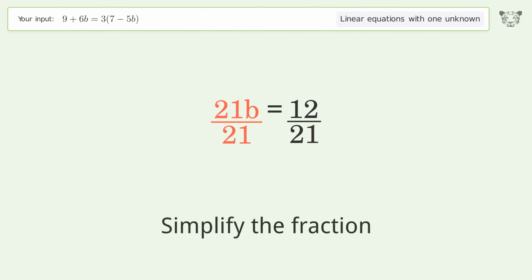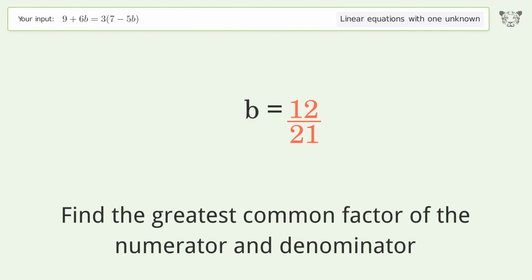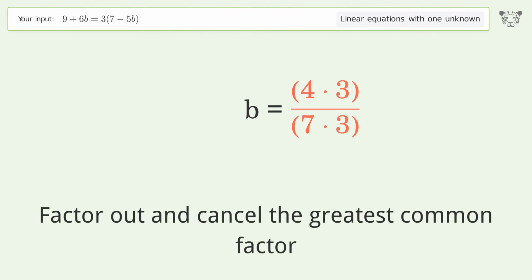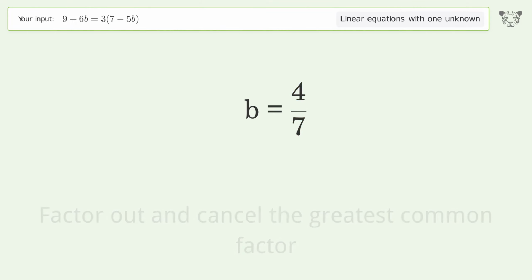Simplify the fraction. Find the greatest common factor of the numerator and denominator. Factor out and cancel the greatest common factor. And so the final result is b equals 4/7.